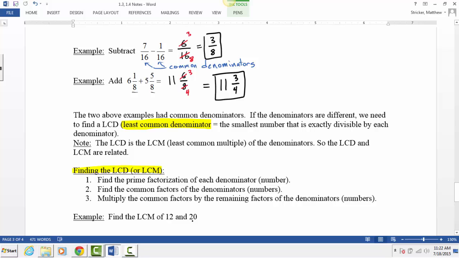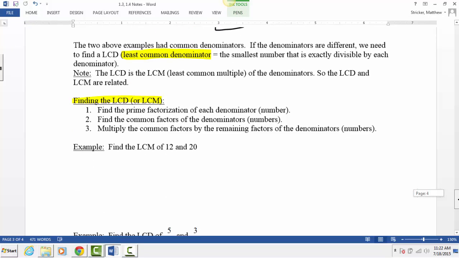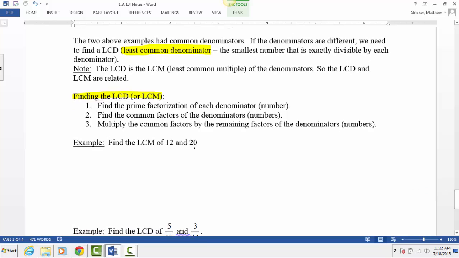When you're trying to find the least common denominator, you're looking for the smallest number that they both divide into, which may or may not be hard if you're talking about numbers like 12 and 20. What's a number that both 12 and 20 go into? If that's not obvious, then you may want to follow the approach here, these 3 steps.